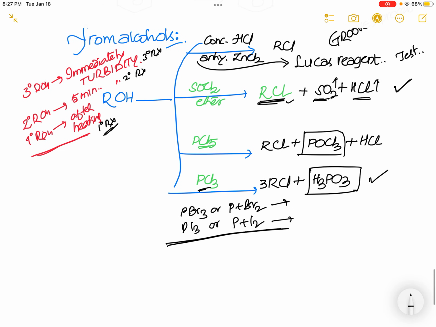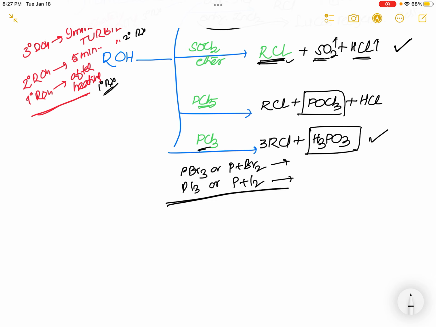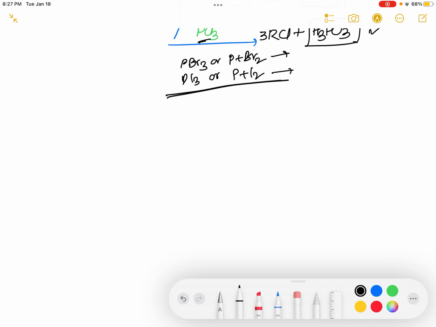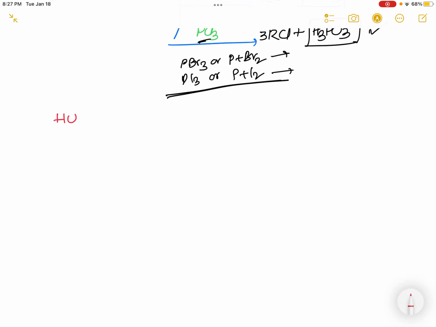From alcohols, these are very special reactions. We will discuss more about this in the alcohols category. But if any questions are there, we will discuss those questions in this class only. Next, one very special reaction is there, that is the Hunsdiecker reaction.